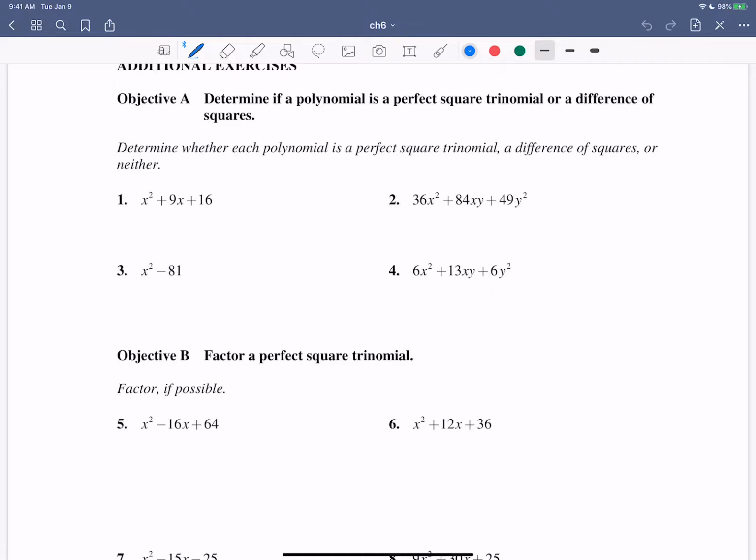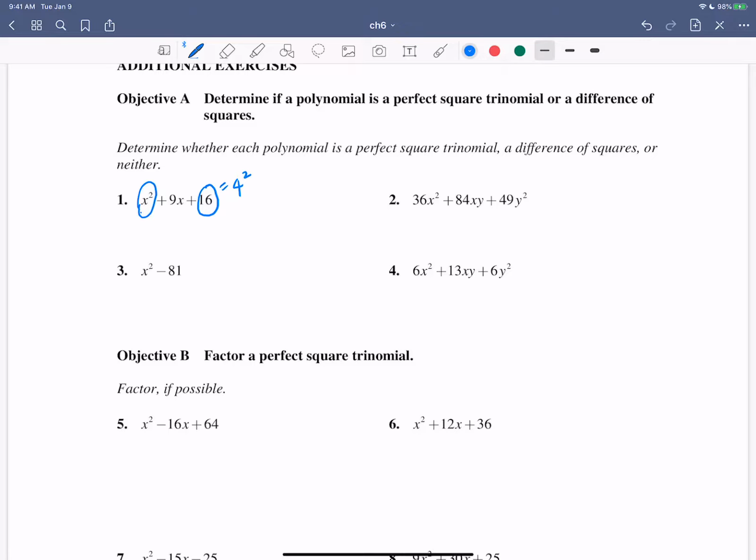To check out whether or not it's a perfect square trinomial, one thing we can do is check out the first term and the last term. The first term, x squared, is a perfect square. And then check out the last term. Last term is 16. 16 is the same as 4 squared, which is also a perfect square, so it looks promising that it might be a perfect square trinomial.